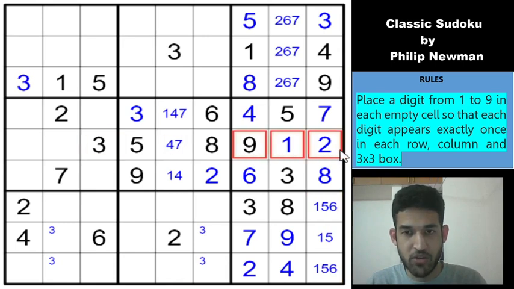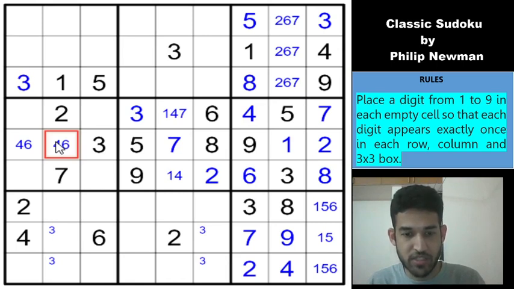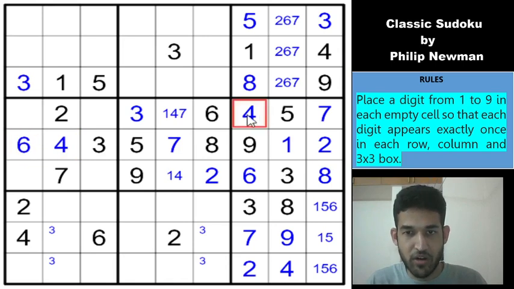So 3, 5, 8, 1, 2, 9, remaining digits must be 4, 6 and 7. But 7 cannot be in these cells, which means that the 7 is going here. And these 2 cells must be 4 and 6. And this 4 immediately resolves this 4, 6 pair. This is 4 and this is 6. And this 4 gives the 4 in box 5 and gives me a 1 here.